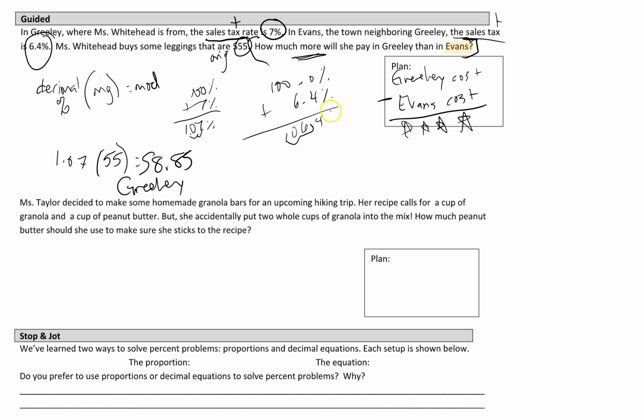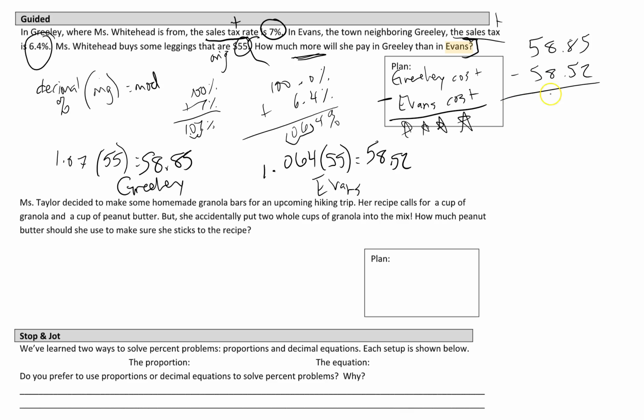106.4. Swoop your decimal over to make this percent into 1.064. Still multiplying my original price, and I get $58.52. So following my plan, my last step, this is for Evans, is I'm going to do the Greeley price minus the Evans price, and it looks like it's 33 cents, or we can say dollars, 0.33 more in Greeley. Right on. All right, next one.